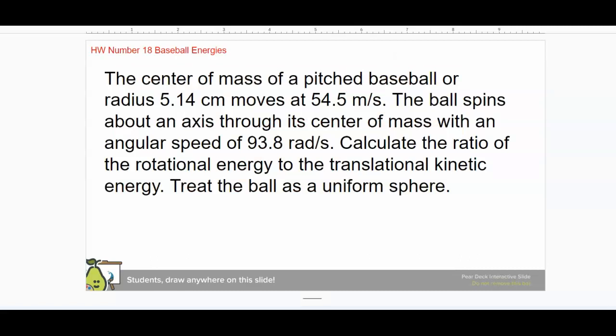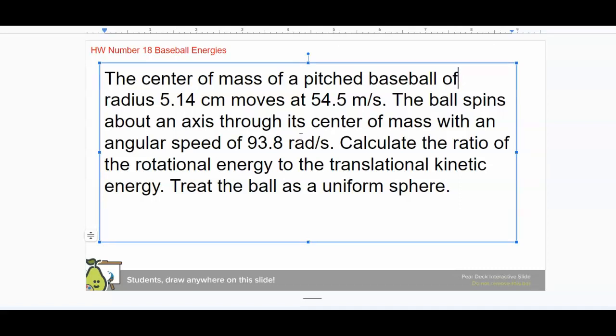What we're told is the center of mass of a pitched baseball, it should say of radius. So a pitched baseball of radius 5.14 centimeters moves at 54.5 meters per second. The ball spins about an axis through its center of mass with an angular speed, omega, of 93.8 radians per second. Notice, by the way, radians per second is the SI unit for omega, so we don't have to do any unit conversion there.